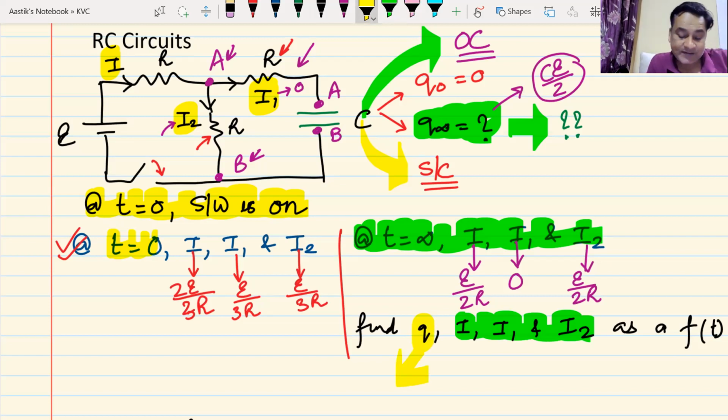Find the charge on the capacitor as a function of time. The other three in green may be a bit more tough than what comes in an IIT. But Q as a function of time can definitely come. How will you do it? I'll give you 2 minutes to think about it.